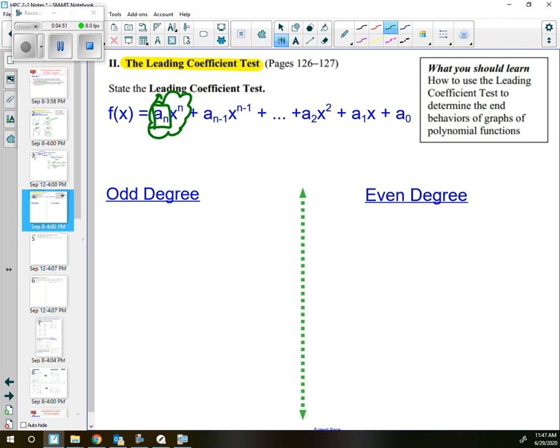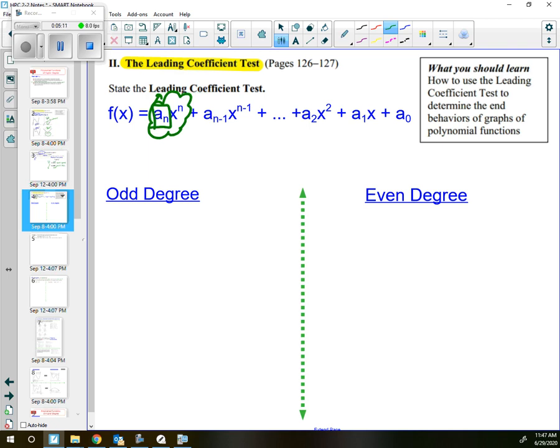Depending on whether the degree is even or odd, the end behavior of the graph is going to be a little bit different. So we want to make sure that we understand what's happening as we look at this. The leading coefficient test is going to tell us about the end behavior of the graph. Okay, so we're going to break it down into odd and even. If you can do that as well for your notes, that'll be really helpful.